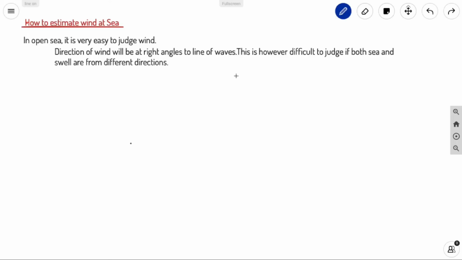This is how difficult to judge if both sea and swell are from different directions. When there is sea and swell, both from different directions, you will have little problems judging your direction of wind.